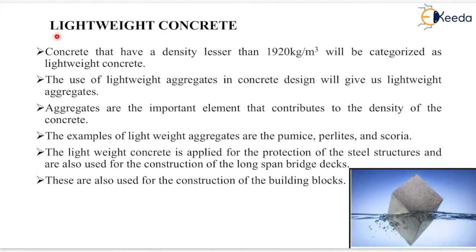Now the next one is the lightweight concrete. Concrete that has a density lesser than 1920 kg per meter cube will be categorized as lightweight concrete. The use of lightweight aggregates in concrete design will give us lightweight concrete. Aggregates are the important element that contribute to the density of the concrete. The examples of lightweight aggregates are the pumice, perlites and scoria.